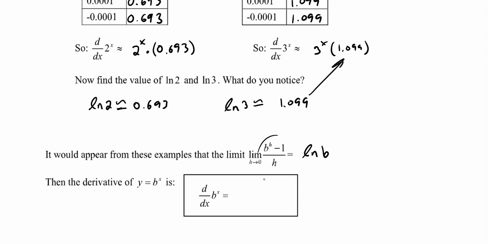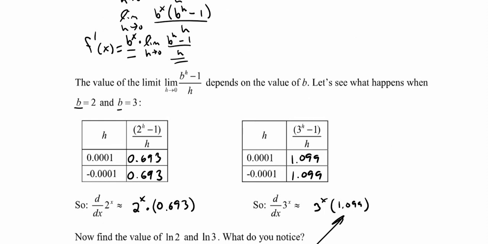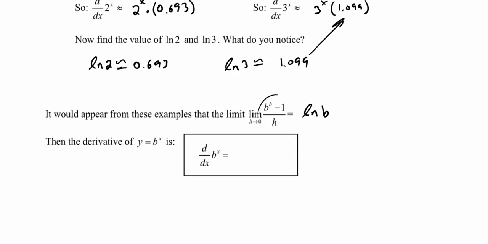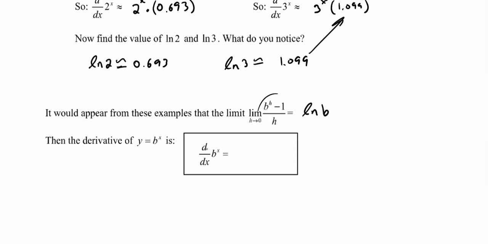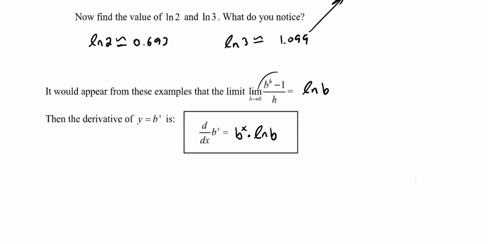Perfect. Because now we can put this back in, all the way back up here. Remember, it was b to the x times the limit. So that means we have a formula: the derivative of b to the power of x would just be b to the power of x times the natural log of b. There you go.